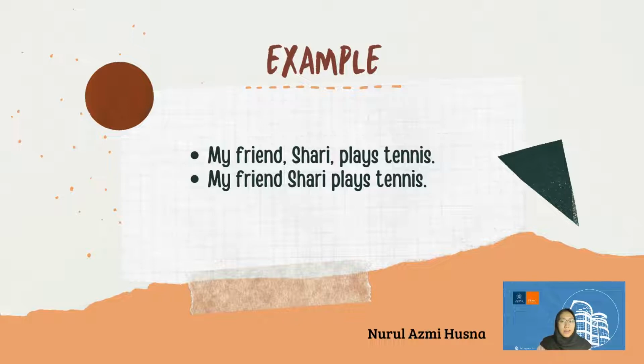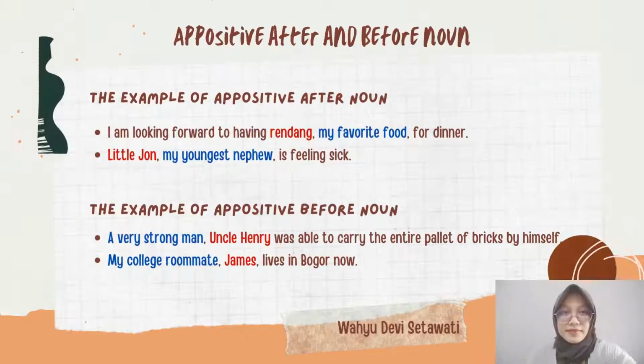The second example is restrictive and cannot be removed from the sentence without changing the meaning of the sentence. The second example implies that I only have one friend and that her name is Sari. I don't need to specify which friend with an appositive because she is the only person to whom I am referring. Now, let's discuss appositives after and before a noun.